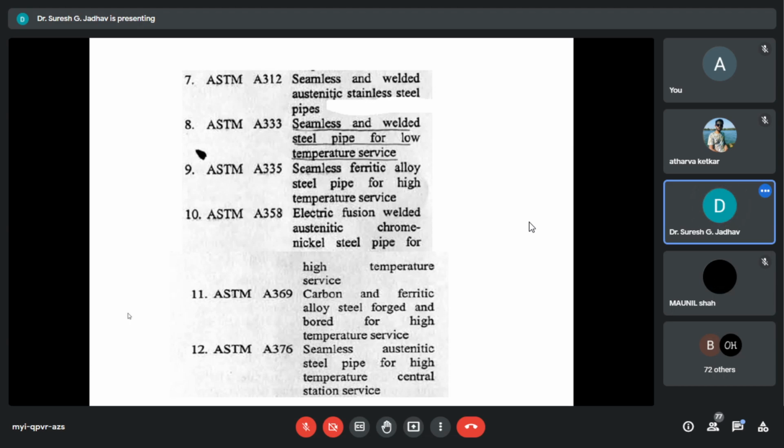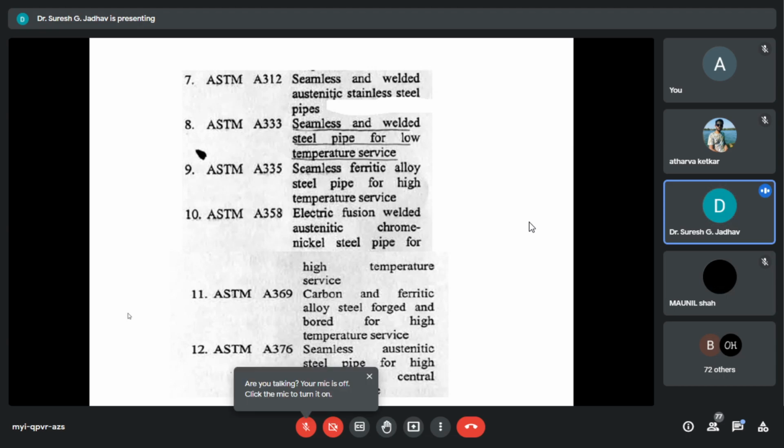These are the applications for the high temperature services. The first one is A335, A358, A369. So these standards are used for high temperature services with different materials. Here A369, we can consider carbon and ferritic alloy steel, forged and bored for the high temperature services.